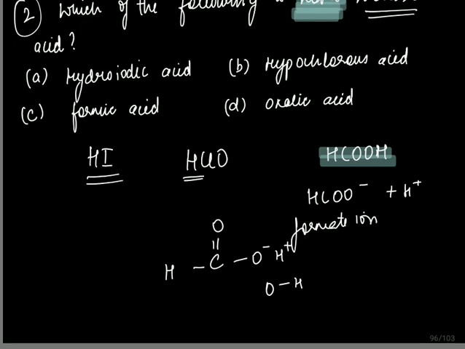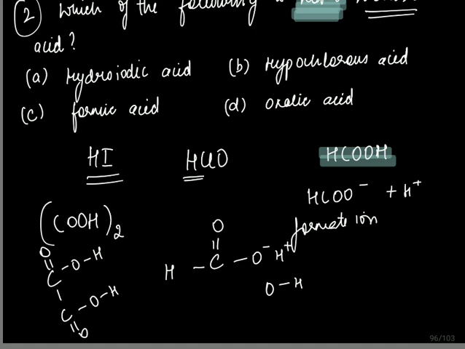Now coming to oxalic acid. So oxalic acid is COOH whole twice. If you open the structure over here, it's something like this. Carbon can form bonds with itself, something we call catenation, that we'll be covering in carbon compounds.